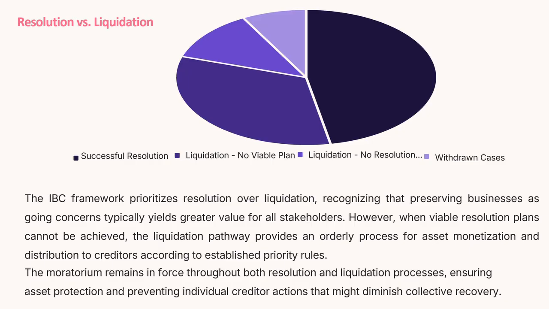However, when viable resolution plans cannot be achieved, the liquidation pathway provides an orderly process for asset monetization and distribution to creditors according to the established priority rules. The moratorium remains in force throughout the process, in both resolution as well as liquidation, ensuring asset protection and preventing individual creditor actions that might diminish collective recovery.